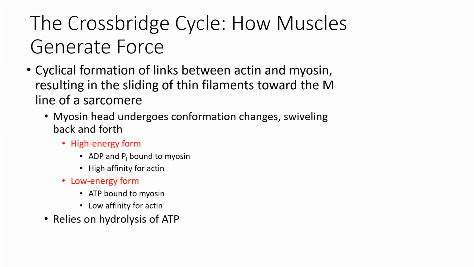And we'll see how these two states or these two forms of the myosin head result in the cyclical process of this cross-bridge cycling. And so the movement or the dragging of actin by myosin relies on the hydrolysis of ATP to energize this process.